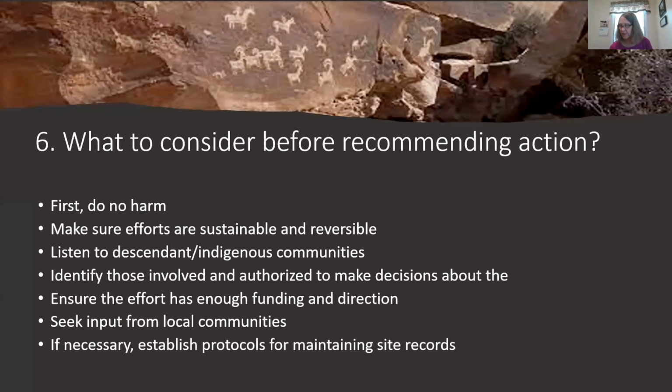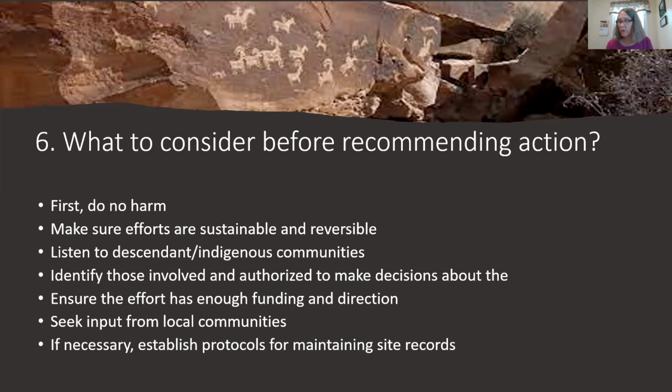It's kind of sad, but what it said was, listen to the voices of the descendants of those who made or used the rock art, and those who may still be using it in traditional manners. Ensure your effort has enough funding and direction. So we all have great ideas, but they don't amount to much unless we can actually put them into effect. Seek input from local communities. Is this going to affect the local community?